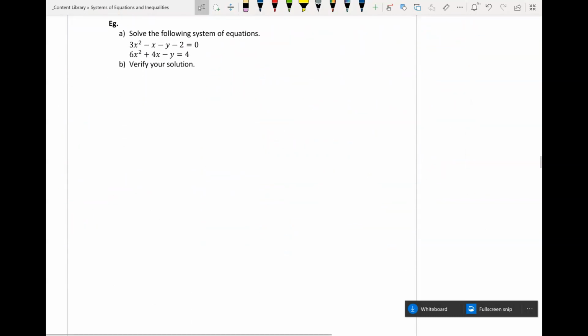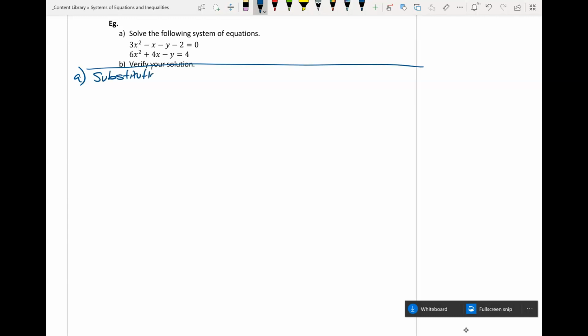We can do another example here. This one's a bit more complex because they're both quadratics. We're going to do the two different types of solving. So we could do substitution, and we'll also do elimination as well. Okay, so for substitution, our first step is to rearrange either A or B, so we're solving for x or y. And again, it's probably easier to solve for y.